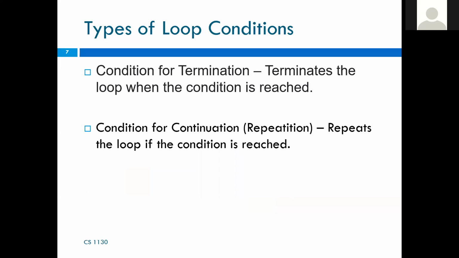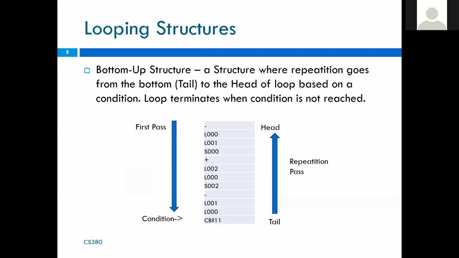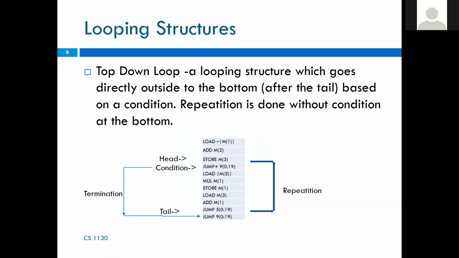Now, there are two types of conditions. One is the condition for termination, which terminates the loop if the condition is true. If the condition is reached, it terminates the loop. Another is the condition for continuation or repetition, which repeats the loop if the condition is reached. For example, in a bottom-up structure, this is a condition for continuation, because if the condition is true, the loop repeats. In a top-down loop, usually the condition is a condition for termination, because if the condition is reached, the loop is terminated. It stops the loop. Any questions so far?